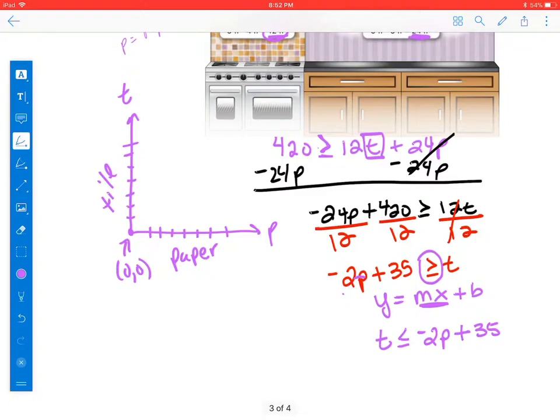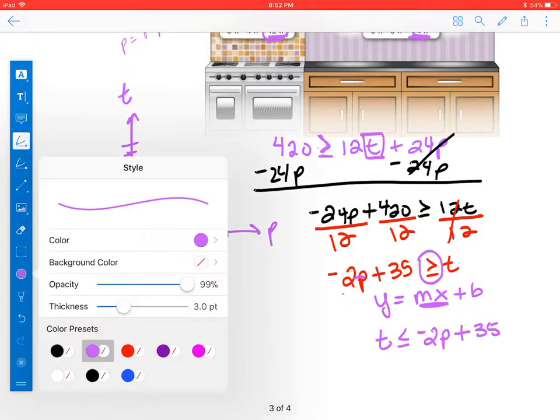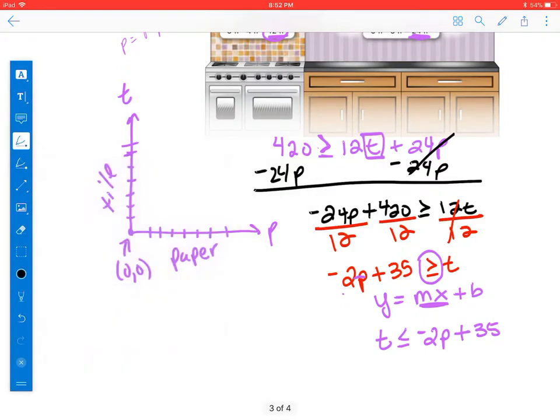Now let's talk about graphing this. Our slope is negative 2, so our m is equal to negative 2. My y-intercept is 35. So I'm going to do 10, 20, 30, 40, 50. So that means that my graph is going to start right here in the middle. My y-intercept is going to be right there in the middle between 40 and 30.